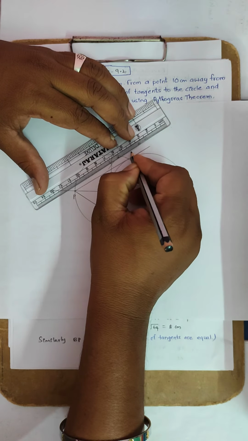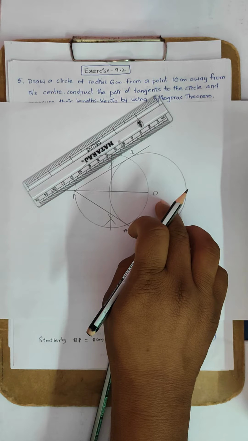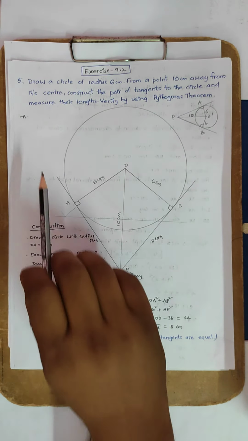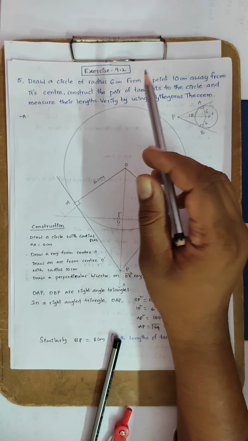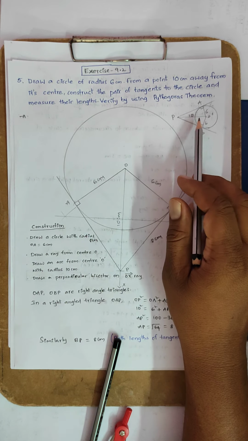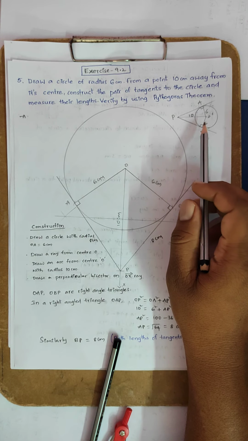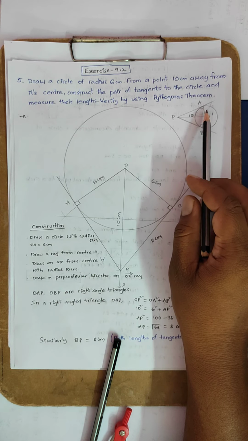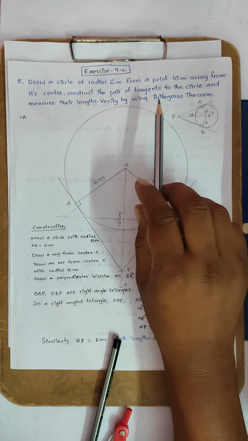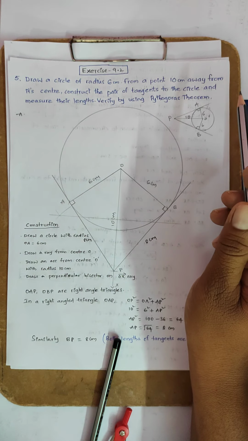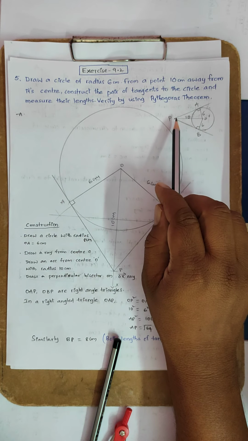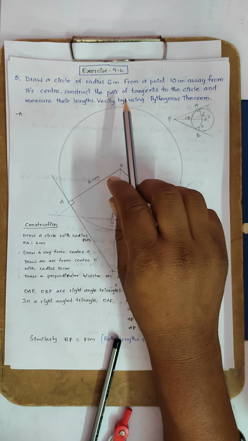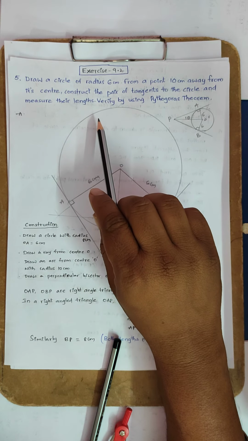Understood how to draw tangents to a circle? Okay. Now the fifth one: draw a circle of radius 6 centimeter. Just roughly I draw a diagram to understand the problem. With the radius 6 centimeter, draw a circle, and take a point 10 centimeter away from its center. The external point to center distance is 10 centimeter. Construct the pair of tangents to the circle and measure their lengths.